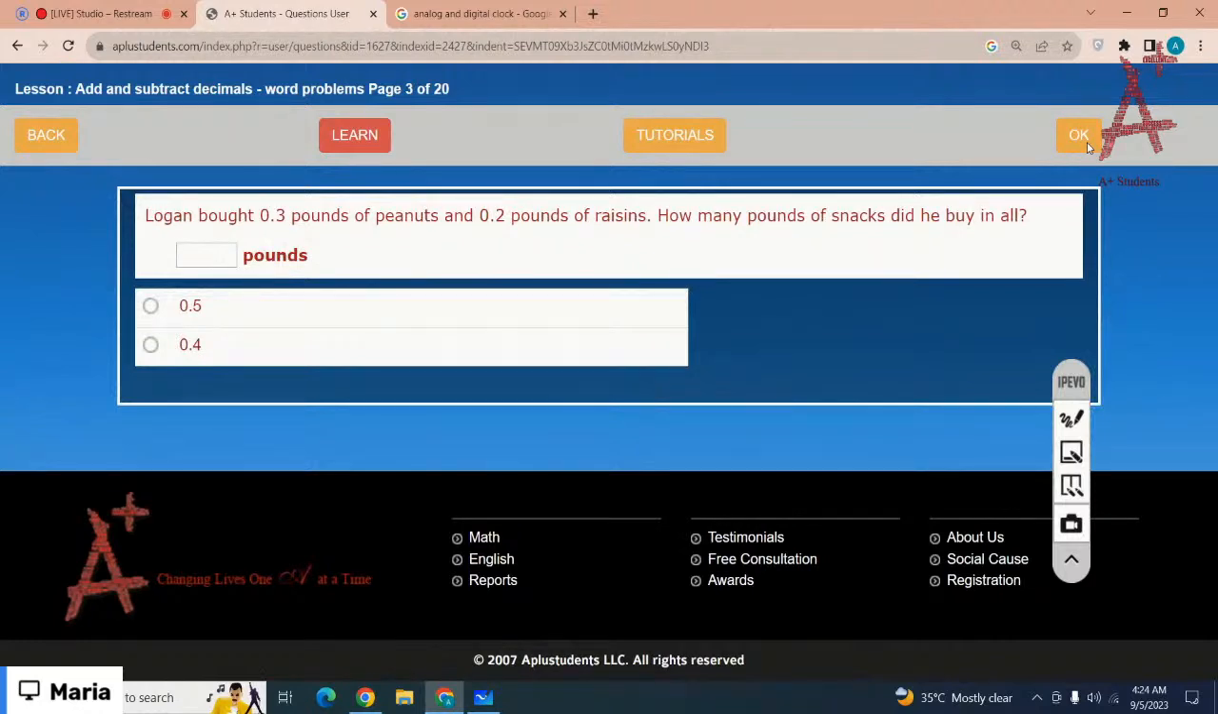Logan bought 0.3 pounds of peanuts and 0.2 pounds of raisins. How many pounds of snacks did he buy in all? So you have to add, because you have to see how much he bought in all. So just add 0.3 and 0.2. Which is the correct option? You have to add 0.3 plus 0.2, and it makes 0.5.